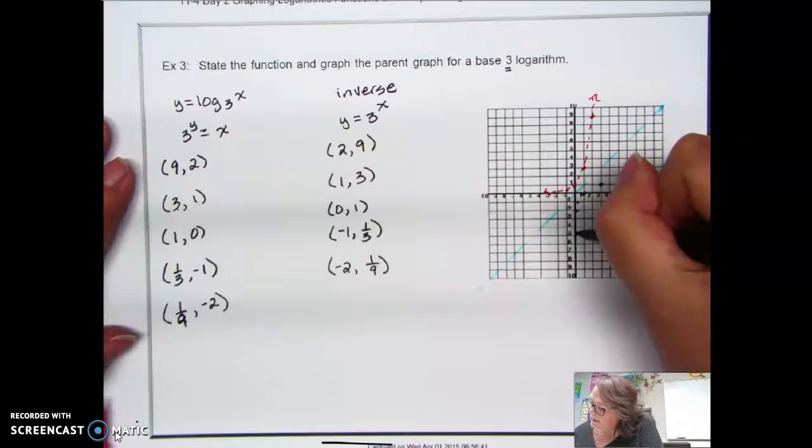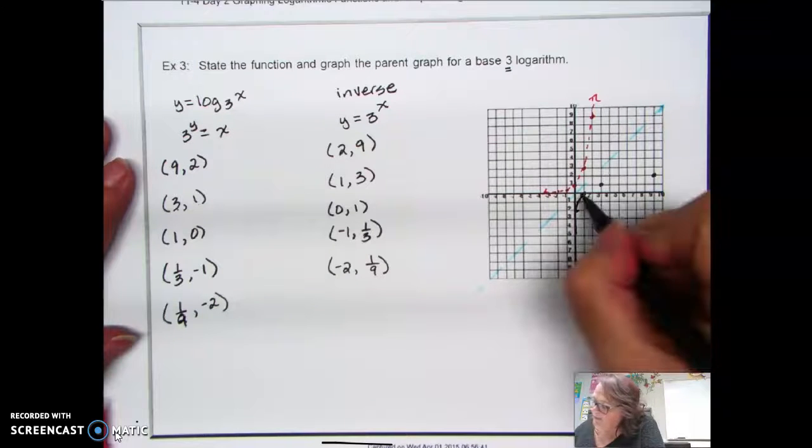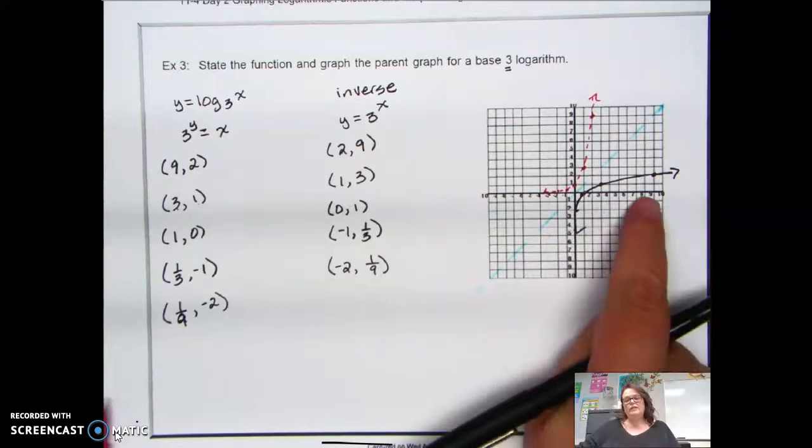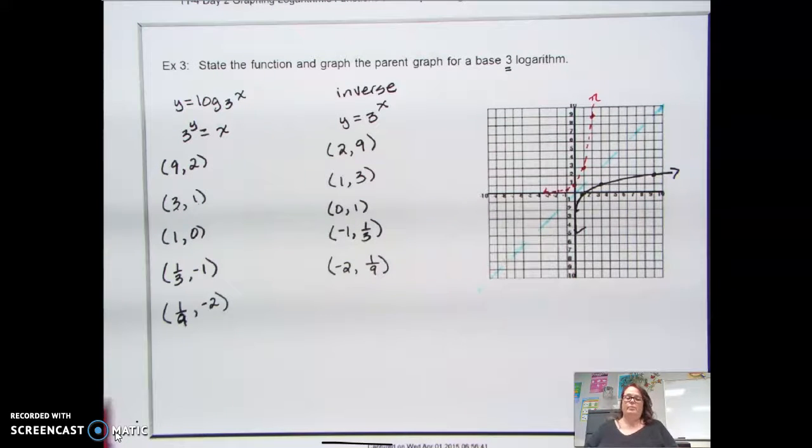And so in this case, we're going to have that same vertical asymptote at x is equal to 0. We just widen out a little bit because our base got bigger.